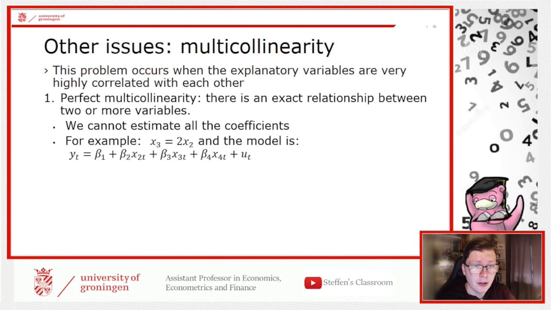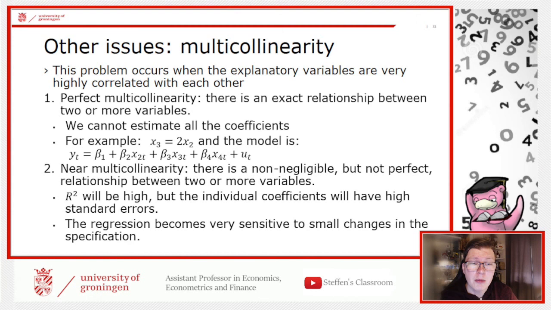Suppose in this little regression here that x3 is exactly just 2 times x2. There's an exact 2-to-1 relationship here. That is a case of perfect multicollinearity. Ugh, long word, I know. If you would estimate something like that, the statistical software would actually automatically drop it for you.